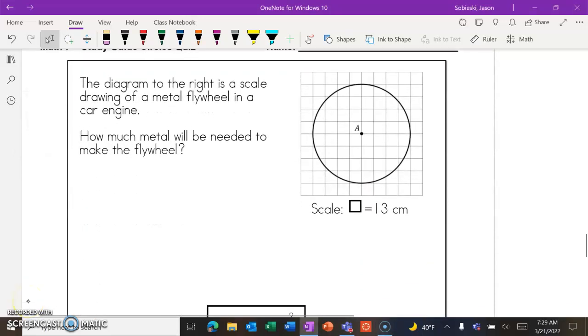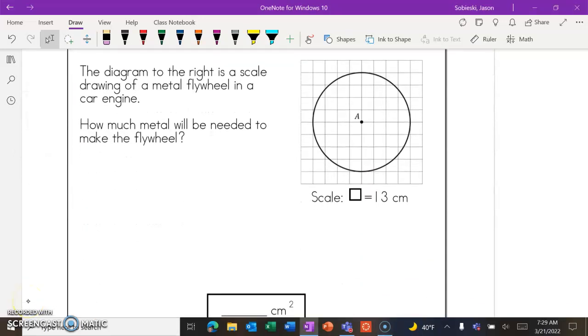All right, we're so close, we're on the back page. So the diagram to the right is a scale drawing of a metal flywheel and a car engine. And we want to think about how much metal will we need to make the flywheel. So you have to decide, are we finding area or circumference? Well, if it's asking how much metal, I'm thinking that means area, right? The amount of metal that we would need to actually create this flywheel.